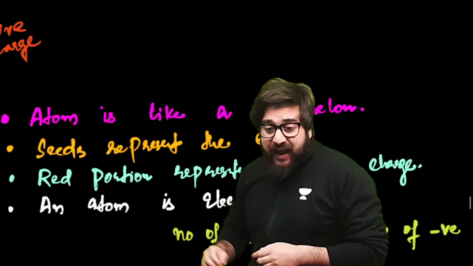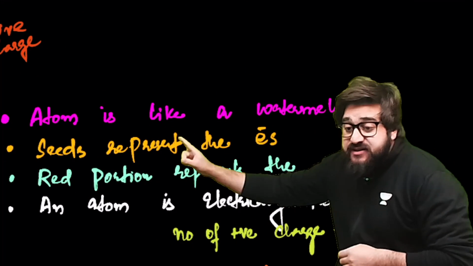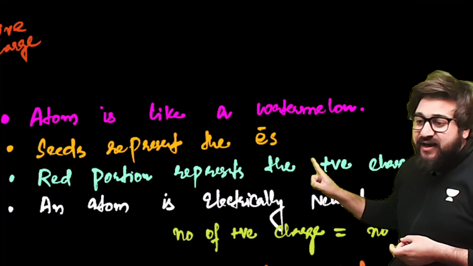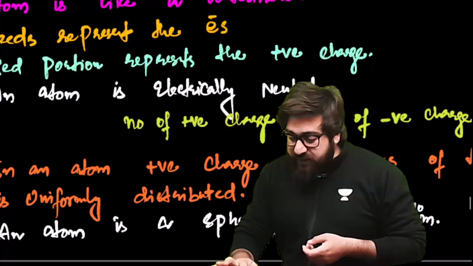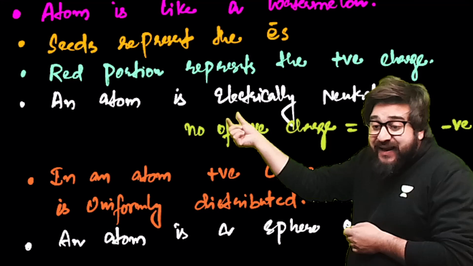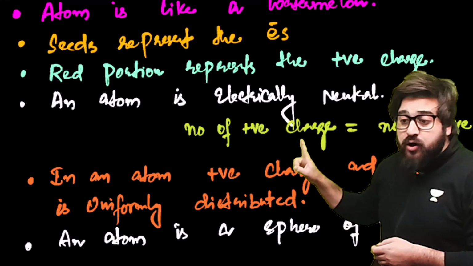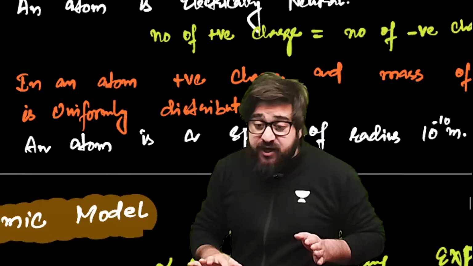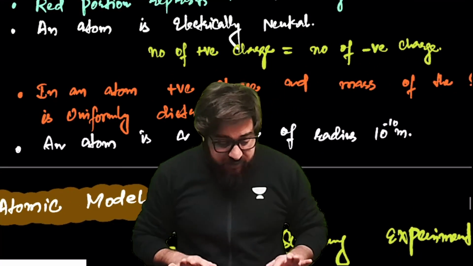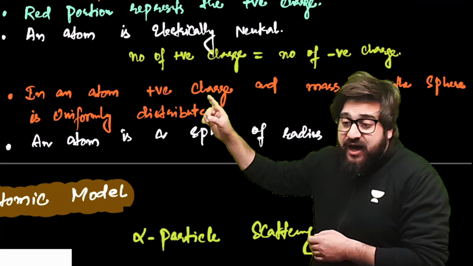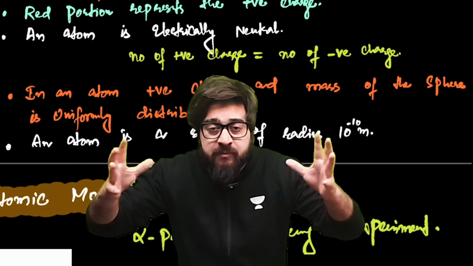Thomson said an atom is like a watermelon. Seeds represent the electrons and the red portion that we eat represents the positive charge. He also said an atom is an electrically neutral sphere. The number of positive charges is equal to the number of negative charges. And my dear friends, most importantly, in an atom the positive charge and mass of the sphere are uniformly distributed.